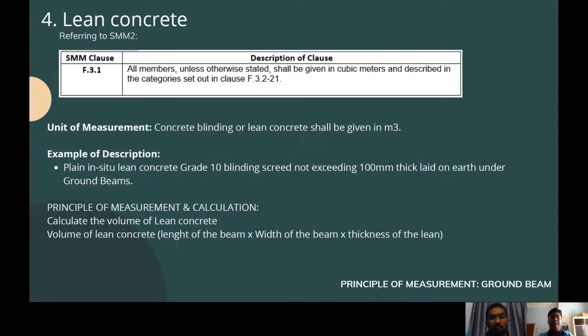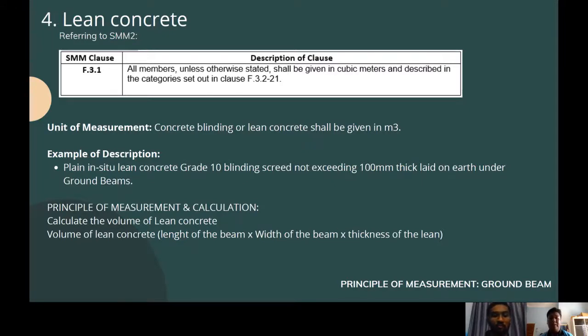Okay, so next I will explain the item which is blinding concrete. The clause for the blinding concrete is F.3.1, and the unit of measurement is in cubic meters. For the example of description: plain in situ blinding concrete grade 10, screeded not exceeding 100 mm thick, laid under the ground beam.